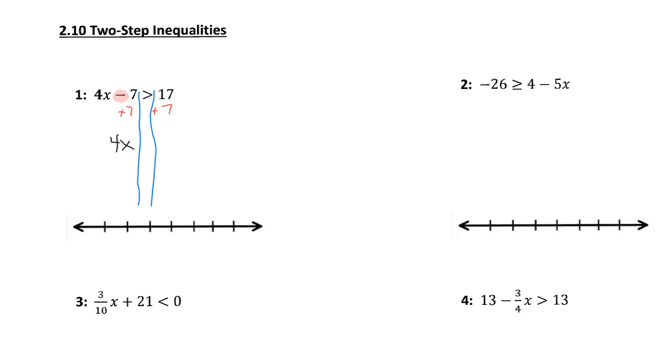So we're left with 4x is greater than 24 because we're adding 7. Then this is 4 times x technically. So we're going to divide both sides by 4. So then we're left with x is greater than 6.